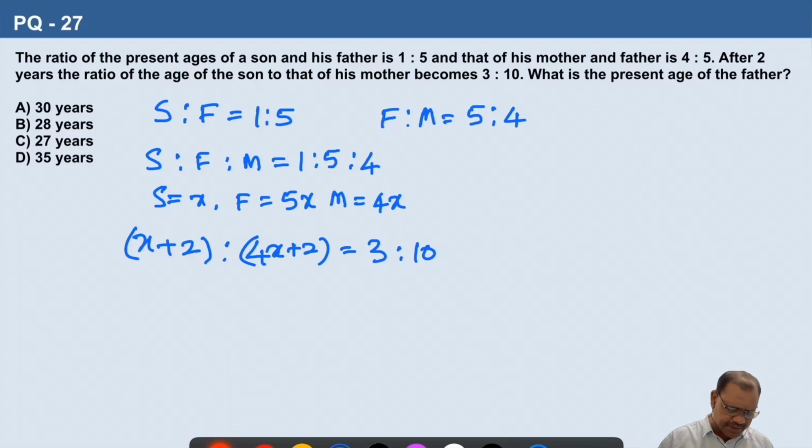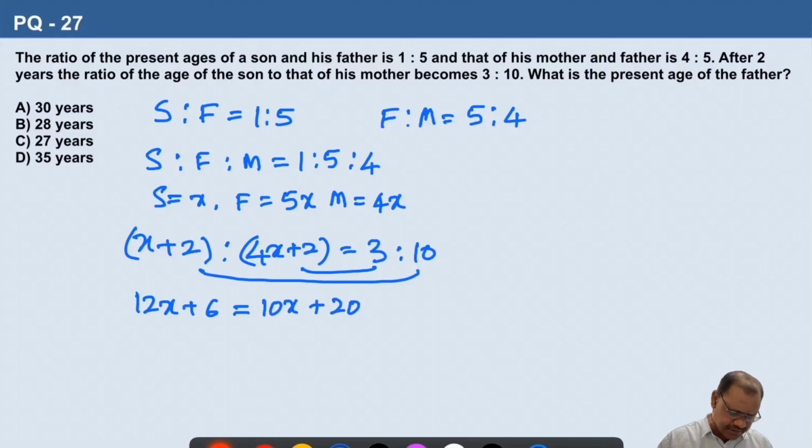Simplify this by using the rule of proportion. Product of extremes and product of means. So we should multiply means and extremes. 12x plus 6 is equal to 10x plus 20. 2x is equal to 20 minus 6, 14. X is equal to 7.